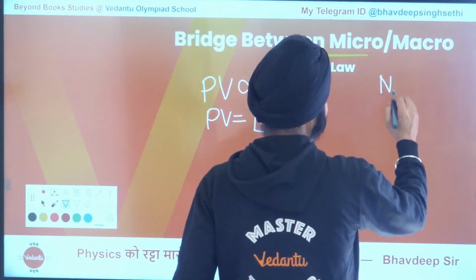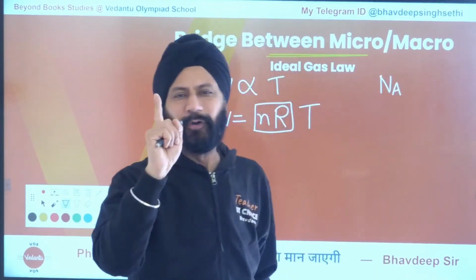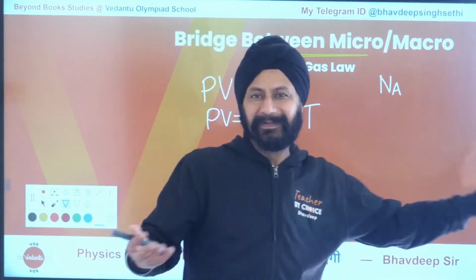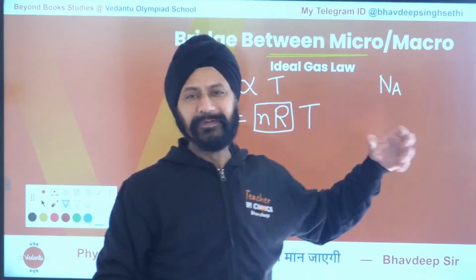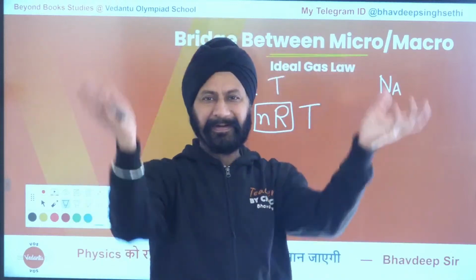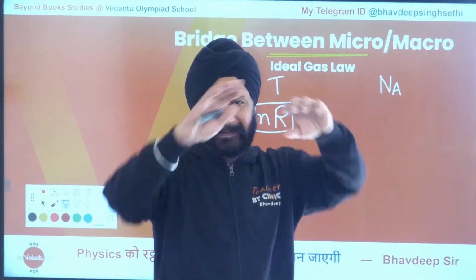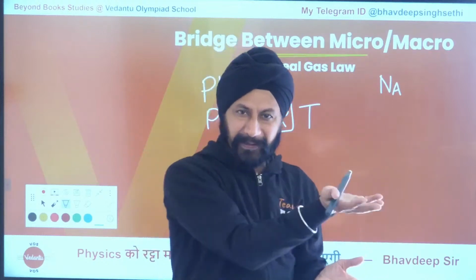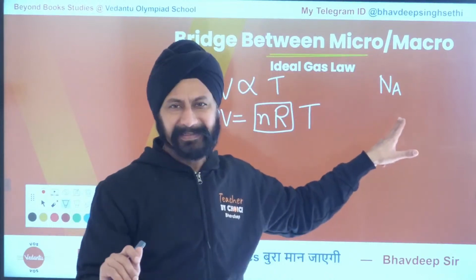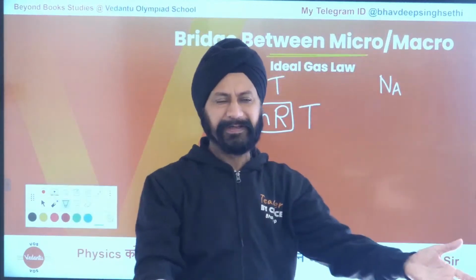Avogadro's number is the number of molecules in 1 mole of gas. 1 mole of gas will always have this many molecules. So 2 moles of gas will have 2 times this many molecules, and 3 moles will have 3 times this many molecules. So if I'm given a number of molecules and I want to find how many moles it is, those molecules divided by Avogadro's number will give me the moles, right? As simple as that. Every mole has this many molecules, so I divide by this number and I get how many moles it is.